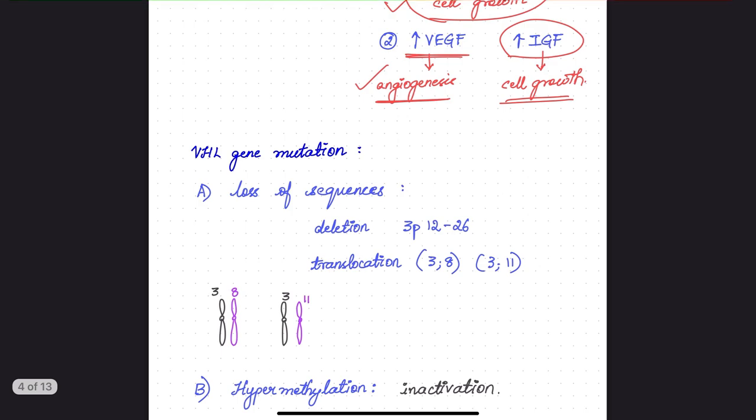The VHL gene mutation, how does it occur? Either by loss of sequences, by deletion of chromosome 3p in the sequences of 12 to 26.